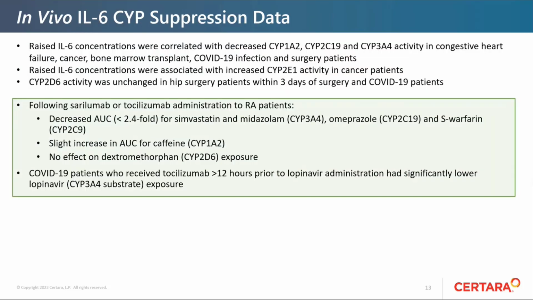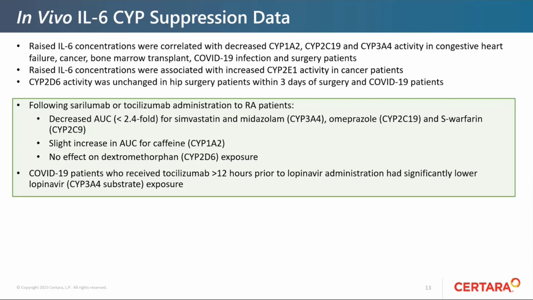Okay, so moving on, we're going to look at in vivo evidence. Changes in circulating cytokines have been linked to alterations in drug metabolism in vivo, and the correlations between raised IL-6 concentrations and CYP activity have been reviewed extensively previously, so we're not going to detail them here. I'm just highlighting some of the examples for IL-6. Raised IL-6 concentrations were correlated with decreased CYP1A2, 2C19, and 3A4 activity in patients from different disease areas. It's also associated with decreased 2E1 activity and probably does not really have an effect on CYP2D6.